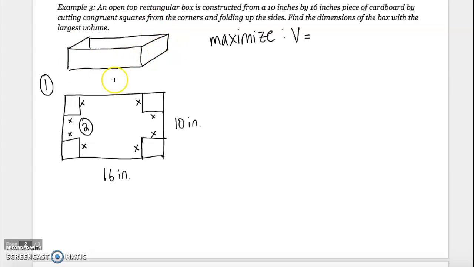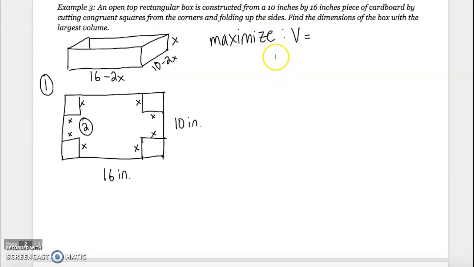I can see it better in this 3D version. This length was 16 before I cut out these corners. Now I've cut away this piece and this piece, so to get that length, I take the full 16 and cut out two x's. The length of that dimension of the box will be 16 minus 2x. Same way with the 10-inch side: 10 minus 2x. And the height would be x.